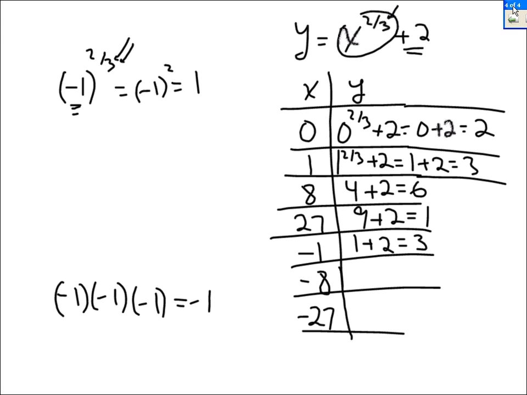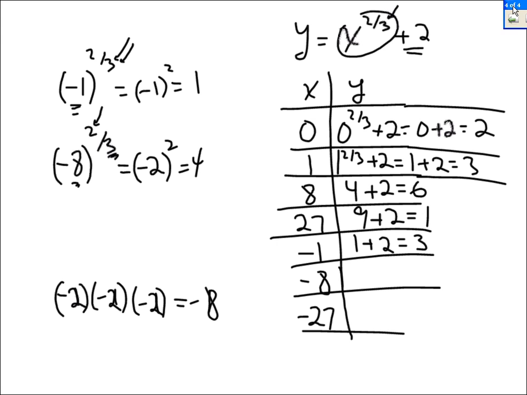Now x is -8. -8 to the 2/3. We're going to square, so we're never going to get negative answers. What times itself 3 times gives you -8? The answer is -2. That gives you back -8. And then when we square it, we get back 4. And then we add 2 to it.